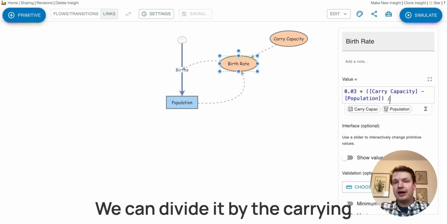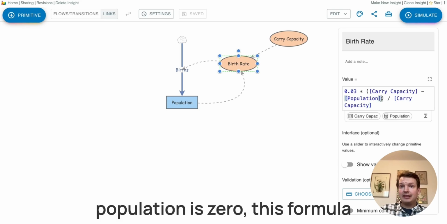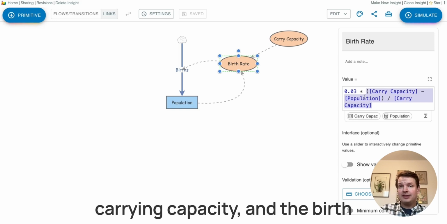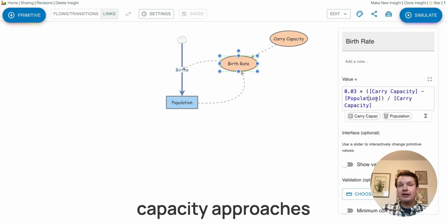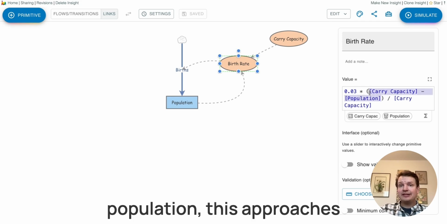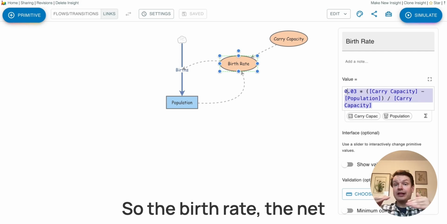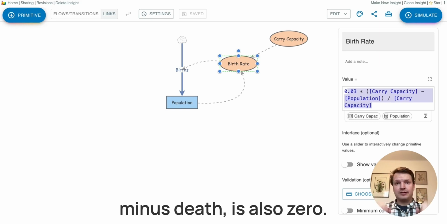We can divide it by the carrying capacity to normalize it. Now what we have, when the population is 0, this formula is just carrying capacity over carrying capacity, and the birth rate was that initial birth rate. Then as the population approaches the carrying capacity, this approaches 0, and this whole formula approaches 0. So the net birth rate, again, births minus deaths, is also 0.